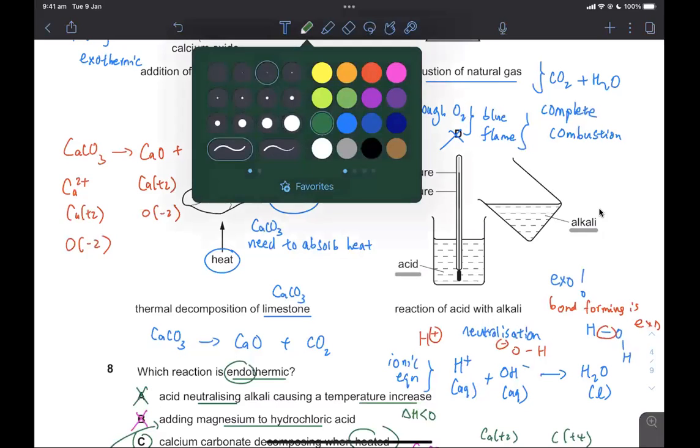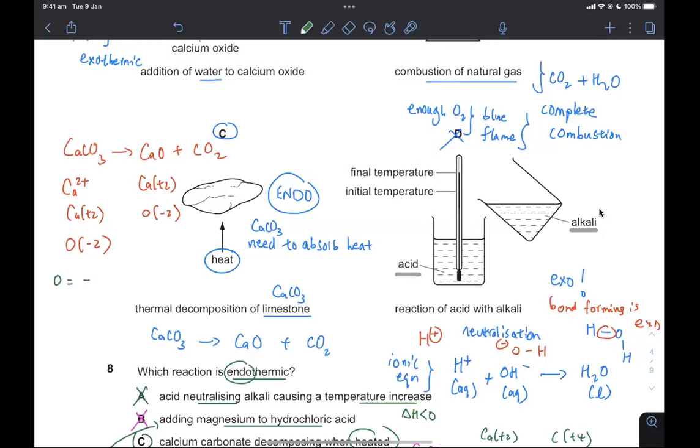Calcium carbonate, the whole compound has 0 charge, plus 2 for the calcium. Carbon is what you want to find. I have 3 oxygens. Each oxygen is minus 2, so carbonate is going to be plus 6 minus 2. Carbon is plus 4. This is CO2, 0 for the whole compound. Carbon is what you want to find. You have 2 oxygens. Each oxygen is minus 2 oxidation number. Again, this comes back to year 9 chemistry. So all the oxygen is minus 2, all the calcium is plus 2, all the carbon is plus 4.